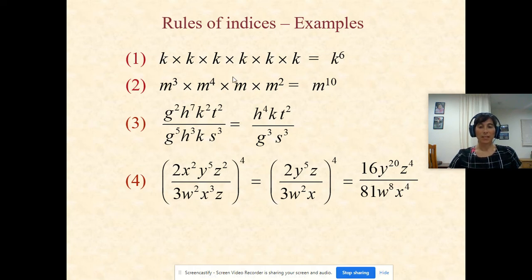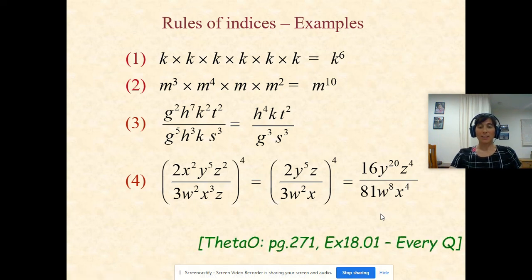2 to the power of 4 gives us the 16. Y to the power of 5, all to the power of 4 gives us, so multiplying those powers, y to the power of 20. Z to the power of 1, all to the power of 4 gives us z to the power of 4. On the bottom line, 3 to the power of 4, 81. W squared, all to the power of 4, so just multiplying the powers, w to the power of 8. And x to the power of 1, all to the power of 4, so 1 times 4 is x to the power of 4. At that point, you look to see, can you simplify this? And in this case, we weren't able to.